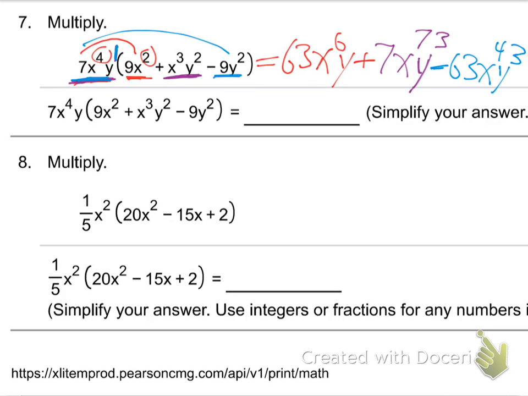Right. We don't cancel the 63. Oh, with this? Yeah. None of these are like terms. We can't go any further because they all have a little bit different letter pattern. They're not like terms. Their letter patterns are not identical. Good question. Everybody see that?